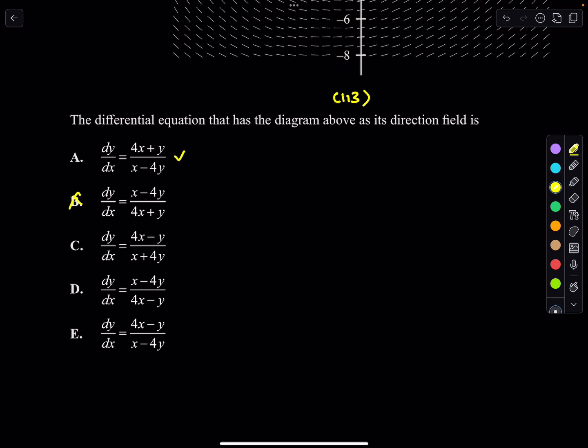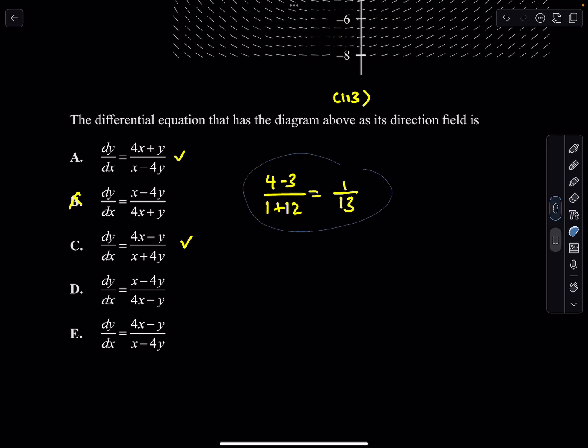So C, if I sub that in, it's 3 over 1 plus 12, 1 over 13. This is actually very small. It's like 0 point something. So it could be that one. Could also be C. It's approximately that 0 where this gradient would be 0.